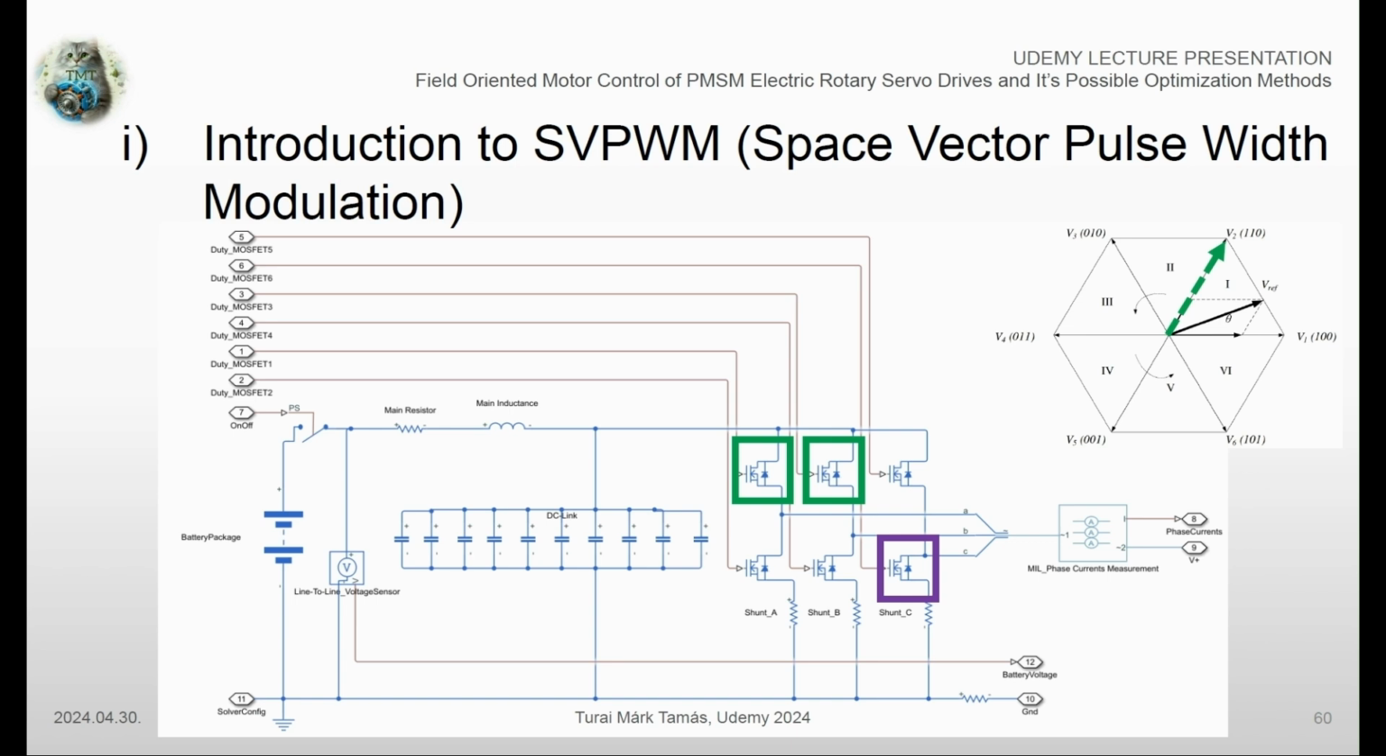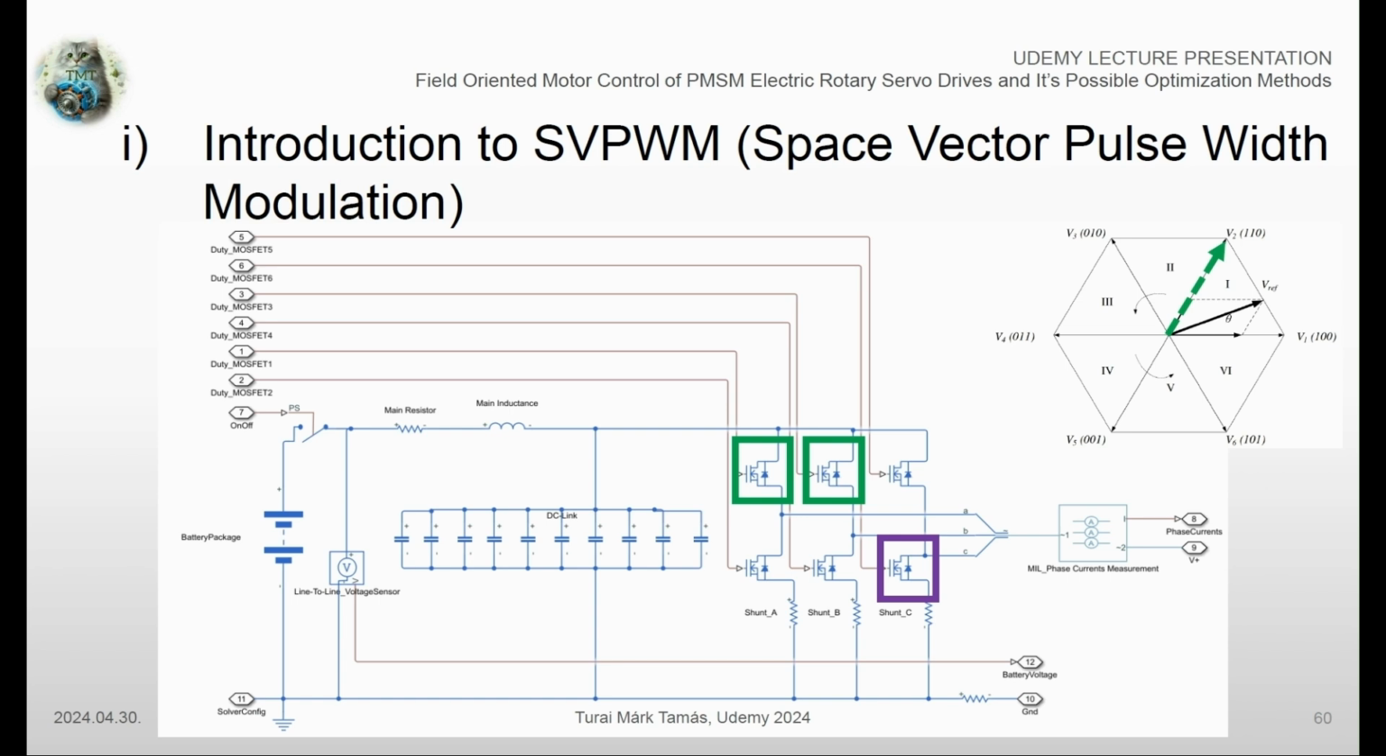The V2 base vector points to the negative C-axis direction in the three-phase coordinate system. In this case, phase A and B are being pulled up to DC link potential, while phase C is connected to the negative terminal of the voltage source. In the graphical vector representation, the 1, 1, 0 combination marks the previously mentioned state of the semiconductor devices.